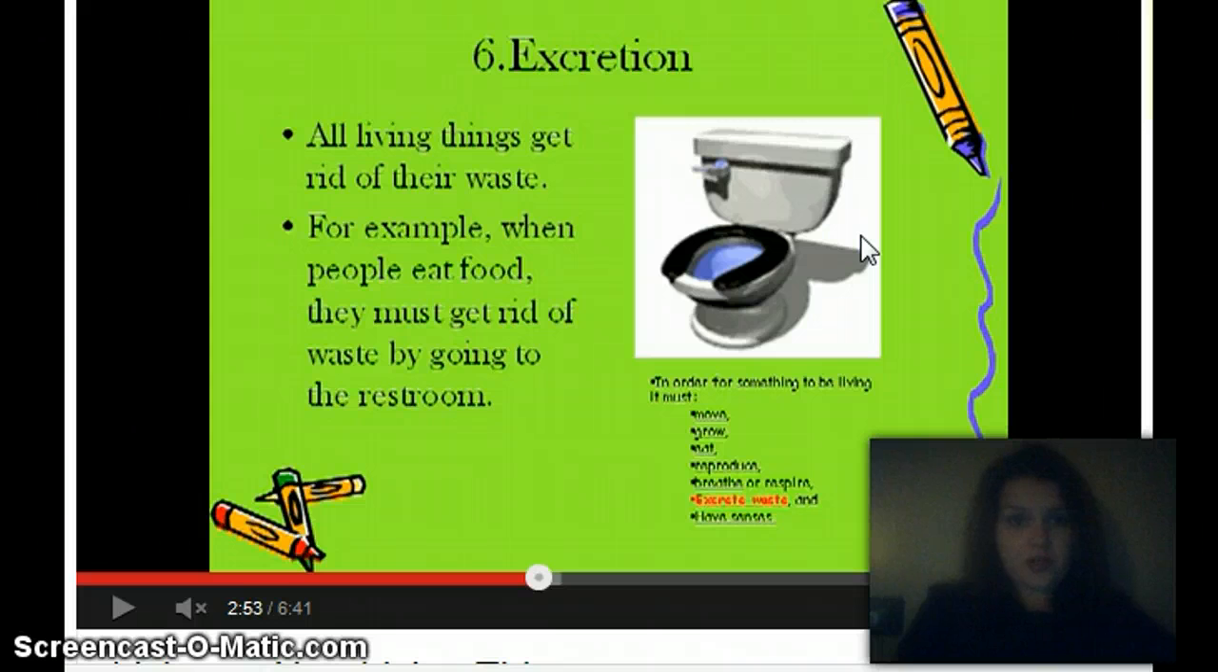So for example, we all eat food, right? And then when we eat food, after a while, we digest it. When it goes through our bodies, we have to get rid of it, and we have to use the restroom. So we're getting rid of all the waste out of our body, excretion.